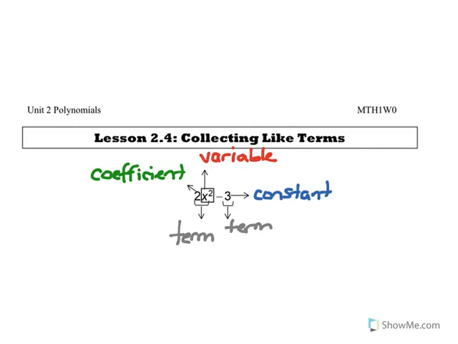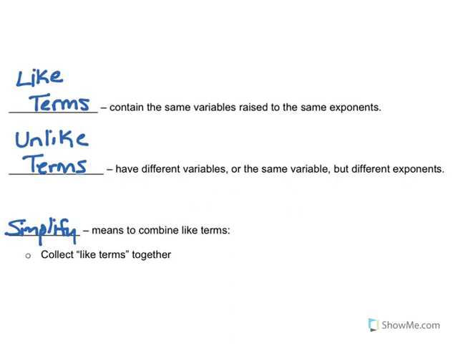Okay? Now since we're talking about collecting like terms, maybe I should explain what a like term means. Like terms are when you have two terms and they have the similar variables. And so the variables could be the same letter and they'll be raised to the same exponents. Okay, when you have like terms, you can put them together. It's kind of like apples and apples. You can put them together into a group of apples.